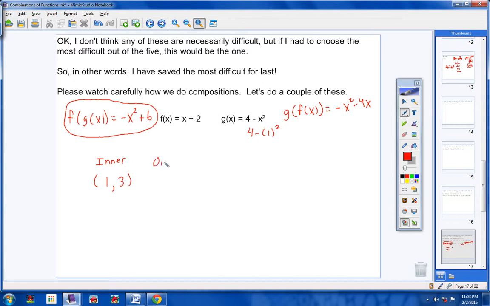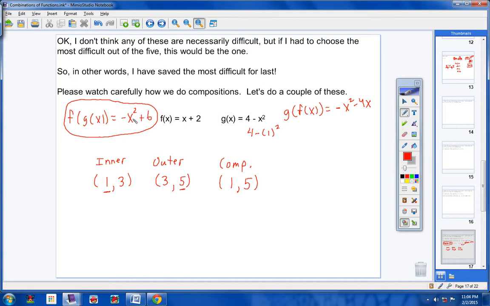Now move to your outer function. In your composition, your outer function was f. Whatever you got out right here, put it in over here. So now put a 3 in for x. 3 plus 2 is 5. Got it. Now, look at your composition function. I put a 1 in, I got out 3. Because I got out 3, I put a 3 in, I got out 5. Now, see this number here and this number here? Guess what? They satisfy your composition.